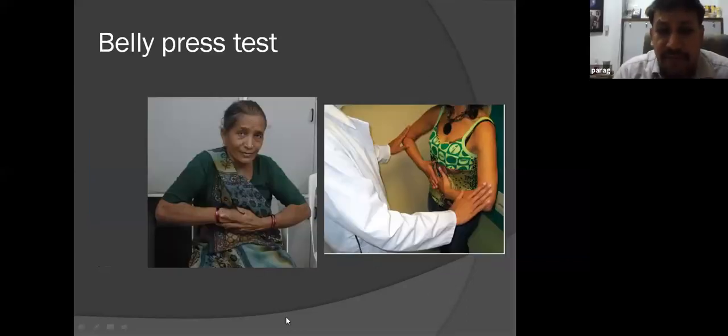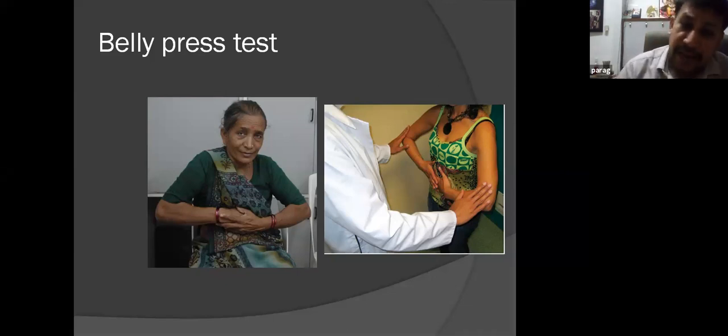Now the next test again for the subscap, as you know, it's an internal rotator. So you can ask the patient to press on the belly with both the hands and get the elbow in front of you. This is called a belly press test. If the patient has a large subscap tear, the patient will not be able to get the elbow in front of the body. You can also examine it with both your hands, keep them on the elbow and ask the patient to push your hands, without moving your palm. If the subscap is intact, the patient should be able to do that quite easily.